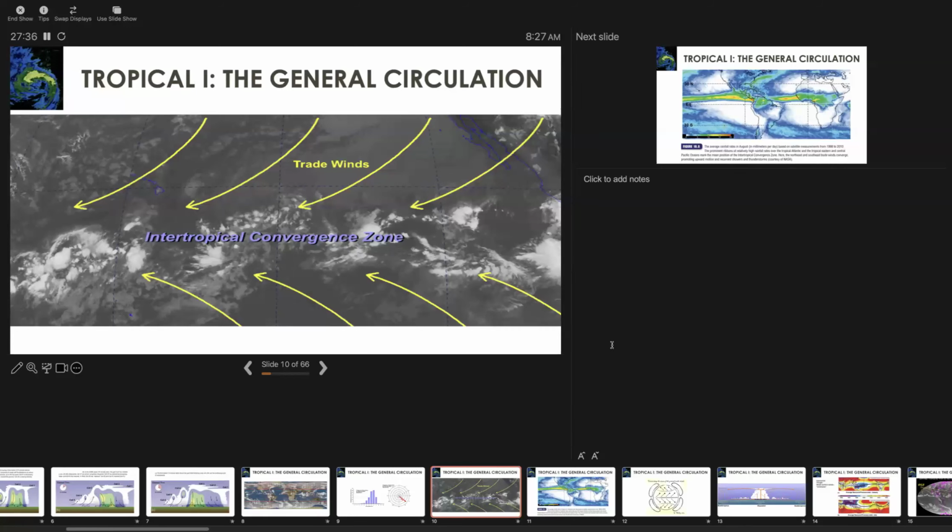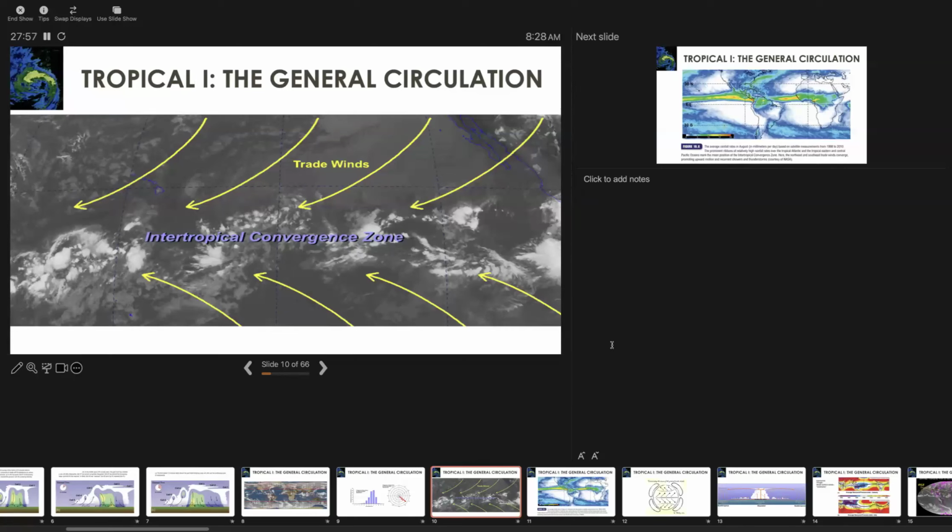So the trade winds are, I suppose, the distinguishing characteristic of tropical circulation. And they meet along this. We're going to talk a little bit about this morning the Intertropical Convergence Zone, the ITCZ. The ITCZ is this region where the southeasterly trades meet the northeasterly trades.